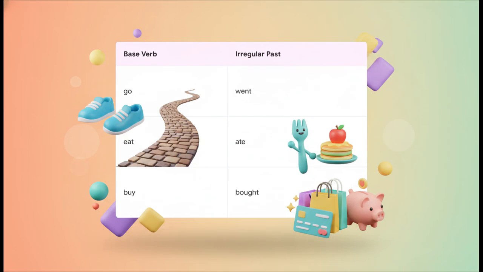Now that you know the basic rule, let's meet the rule breakers. In English, some verbs do not take ed at all. We call these irregular verbs. They completely change their spelling in the past tense, so you just have to memorize these fun exceptions. For example, go becomes went, eat becomes ate, and buy becomes bought.